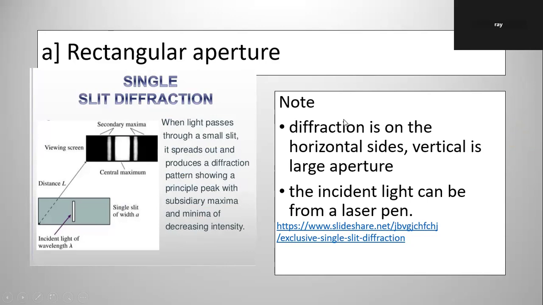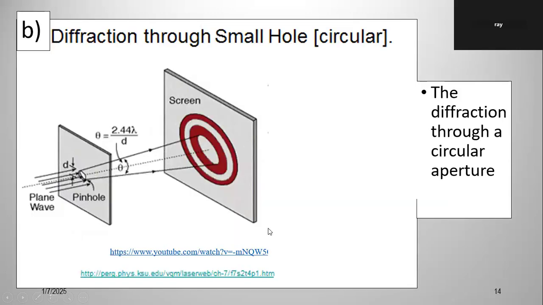Diffraction is on the horizontal side, this side. That's why you see the images there. You don't see them on top, as there is no diffraction here. This is a white gap. Incident light can be from a laser pen. If it's a spherical aperture, diffraction is all around the circle, so we see spherical images.